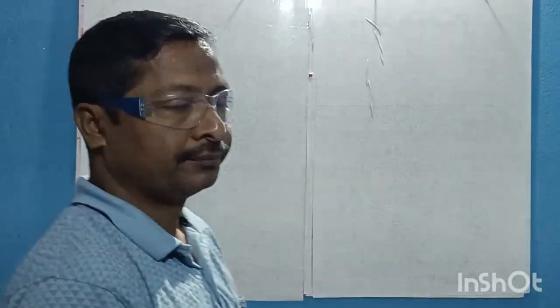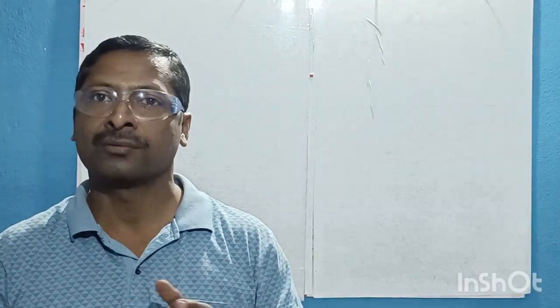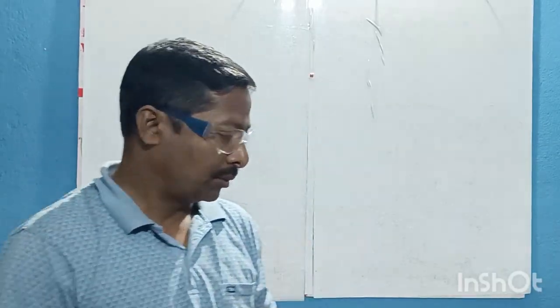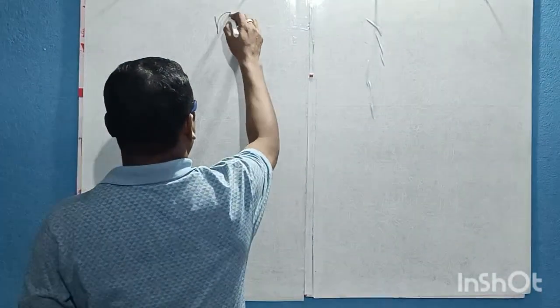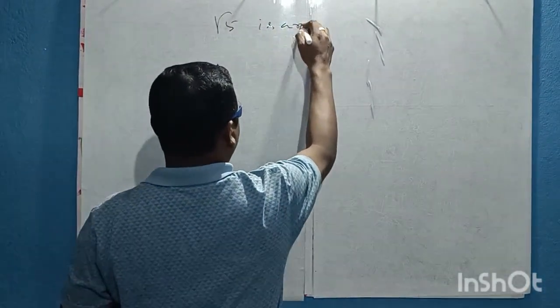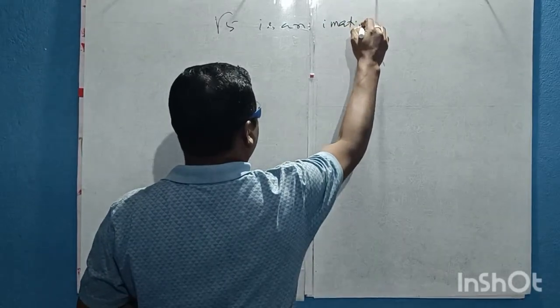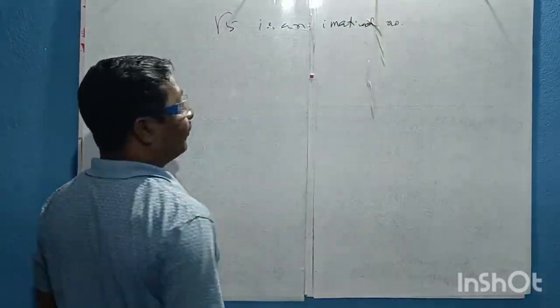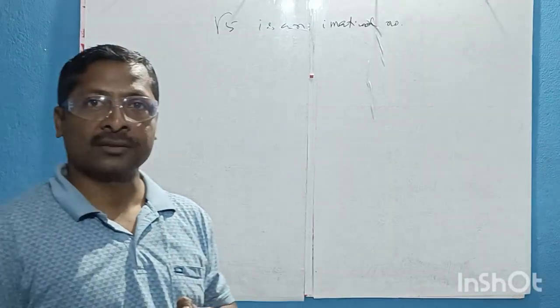Hello students, let us today revise your first lesson of your math. In your first lesson, one question generally comes in most years, and that is the proof of irrational numbers: root 2, root 3, root 5, like this. So today we'll discuss that root 5 is an irrational number. Okay, so how to start the proof?